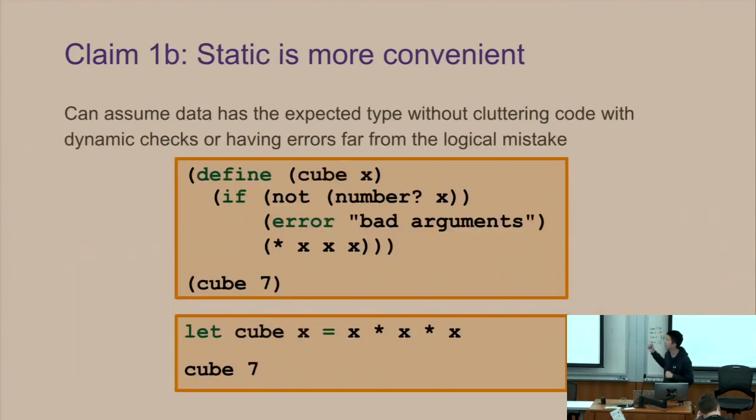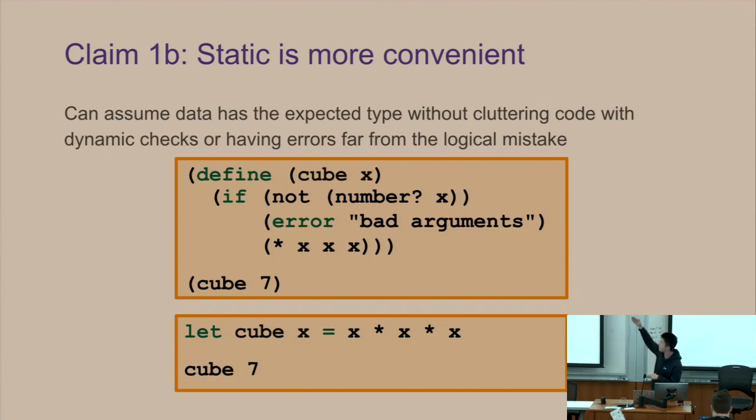But we have another claim that says static is more convenient. This is because in the static world, we can always assume that data has the expected type without expanding our code with more runtime checks, and it will also prevent us from making lots of errors on the logical side.